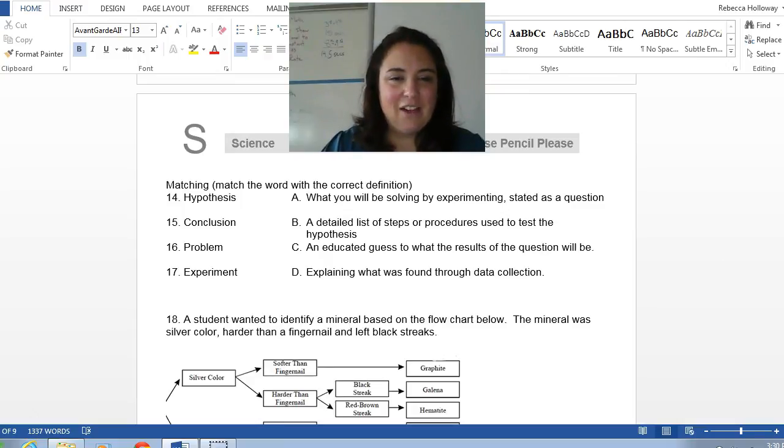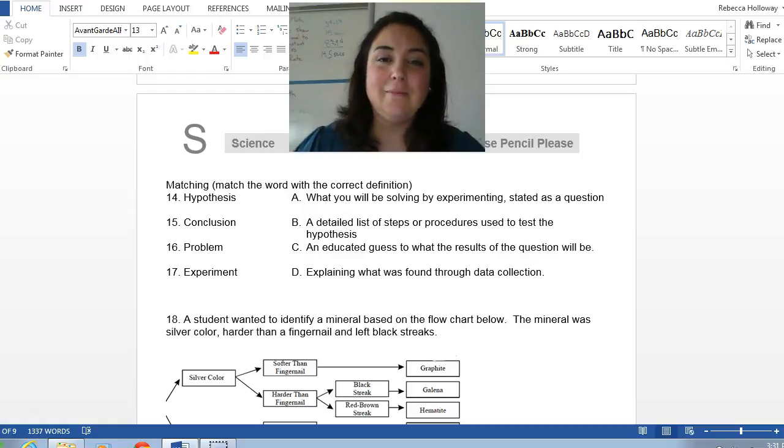Matching. Match the word with the correct definition. So our words are hypothesis, 14, conclusion, 15, problem, 16, and experiment, 17. A reads, what you will be solving by experimenting, stated as a question. So match A to the word you think is appropriate.